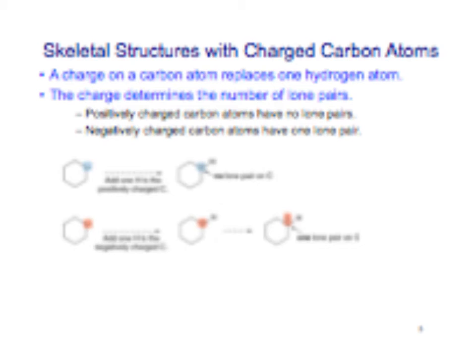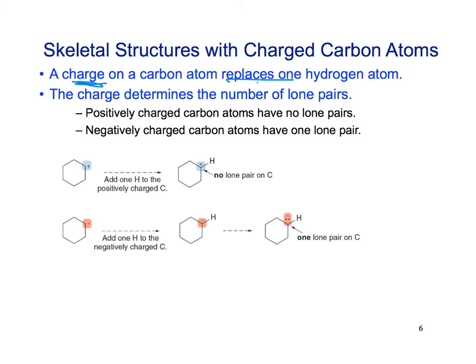All right, so let's look at charges. Here we're going to look at charges on carbon atoms specifically. So if we have a charge on a carbon atom, that charge is going to replace one hydrogen. So if we have a plus charge like this, that means that that carbon, which would usually have 2 hydrogens attached, now only has 1 hydrogen. If that carbon down here has a minus charge, likewise, whereas a carbon like that would usually have 2 hydrogens, this one only has 1.